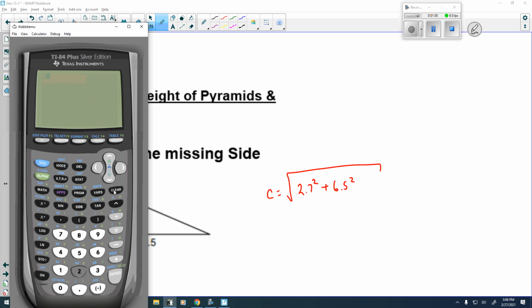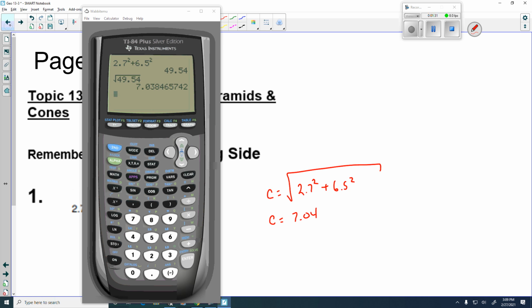Here's the way I really like to do it, because it's a little tricky with the parentheses and all that. 2.7 squared plus 6.5 squared. I do what's under the radical first, or under the square root, and then I say let's square root 49.54, or sometimes I use the answer function. And this tells me C is 7.04 on that first example.